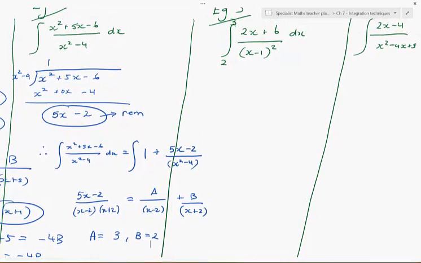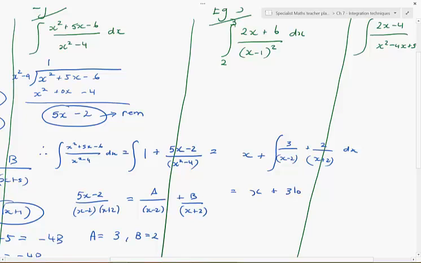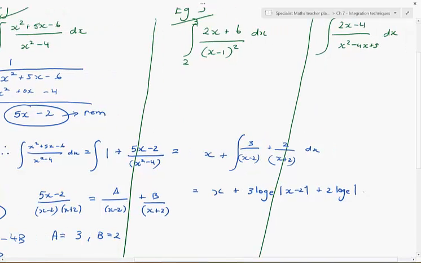Now, what we got, therefore, is that this is equal to the antiderivative of 1, which is pretty straightforward. That is x. Is that right? Awesome. Plus the antiderivative of 3 over x minus 2 plus 2 over x plus 2 dx, which I can do straight away. I can say that is x plus 3 log to the base e of x minus 2 plus 2 log to the base e of x plus 2.